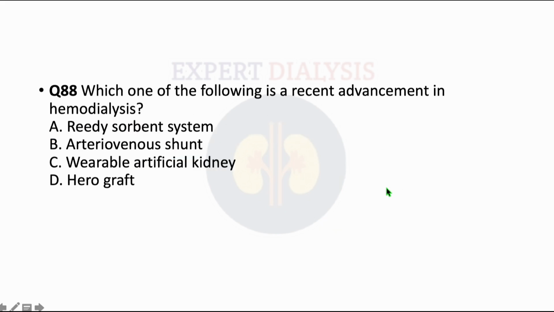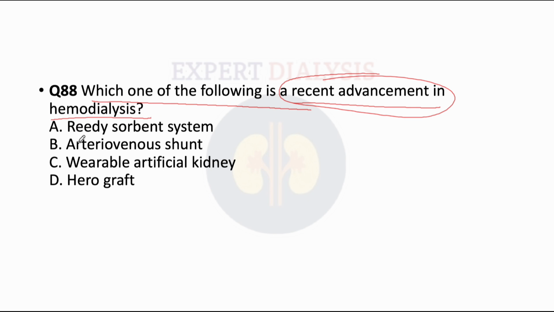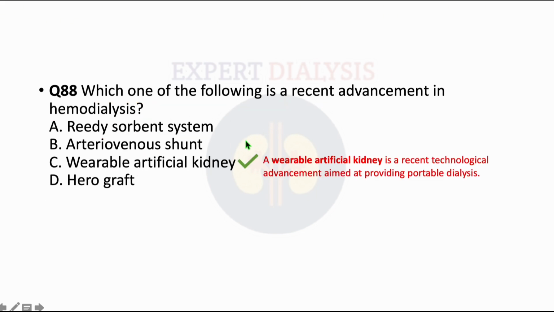Moving ahead to the eighth question of this part, it says which one of the following is a recent advancement in hemodialysis. So we have to tell what is the most recent advancement in hemodialysis. Option A says resorbent system, option B is arteriovenous shunt, option C is wearable artificial kidney, and option D is HeRO-Graft. So what will be the right answer? Well, WAK system is quite common right now. So the answer will be wearable artificial kidney, that is WAK.